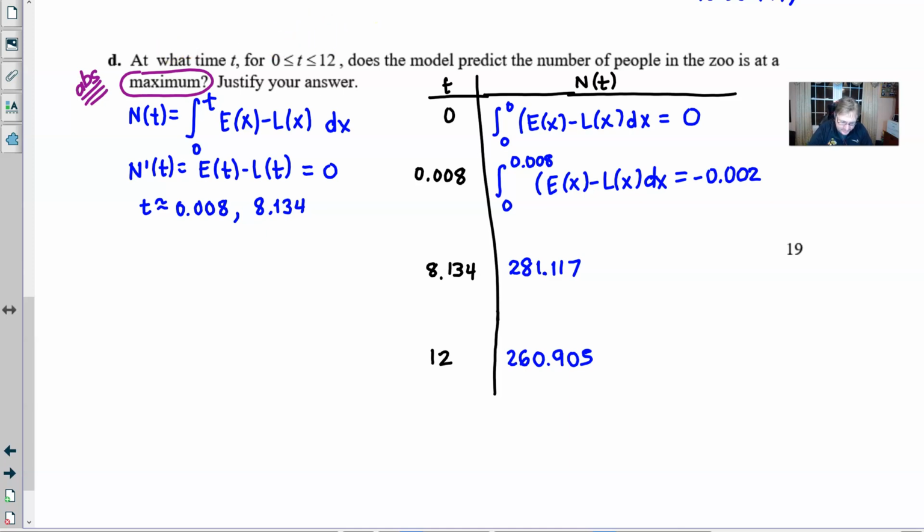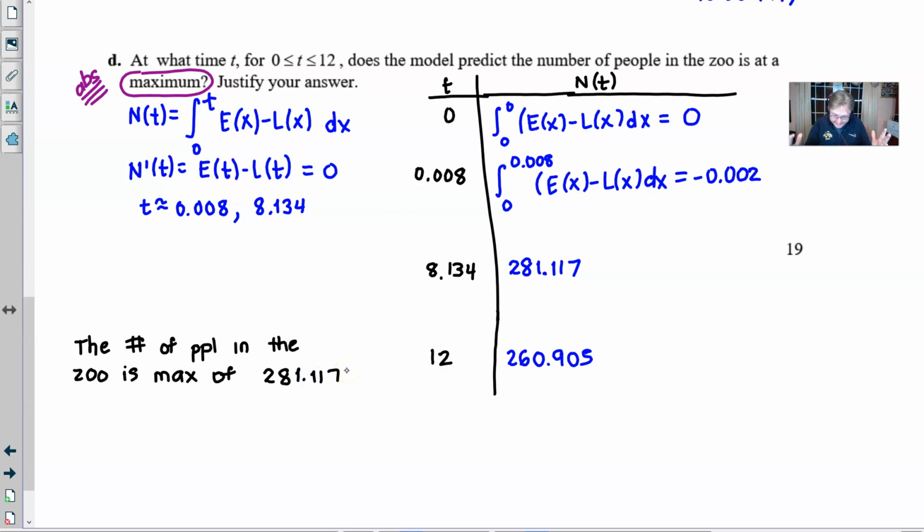And we could say that at what time does the model predict? Now it wants to know at what time. So we'll say the number of people in the zoo. How about this? The number of people in the zoo, excuse me, is a maximum of 281.117. I know that makes very little sense. We could round if we wanted to, but I prefer that you don't. And this will occur at time t equal 8.134 hours.